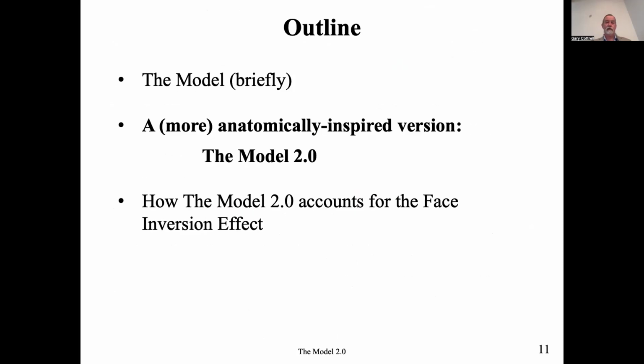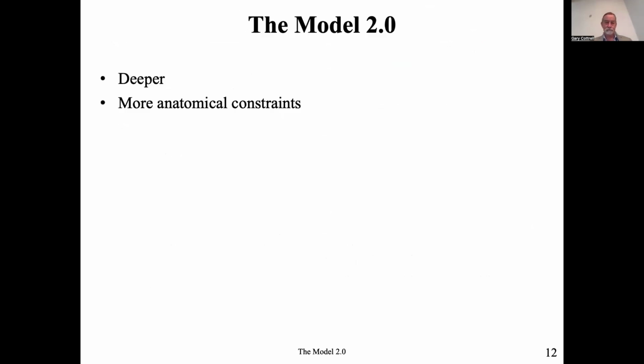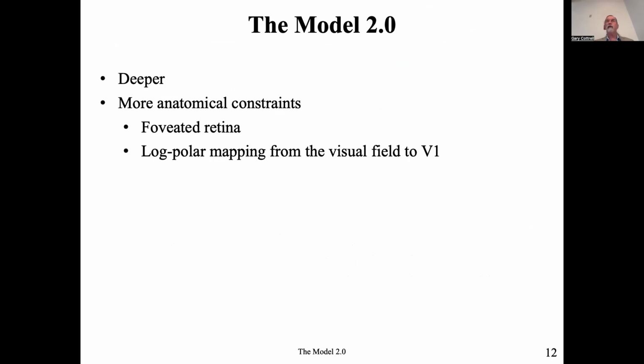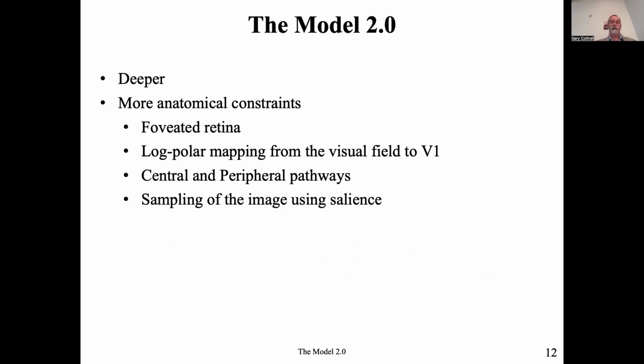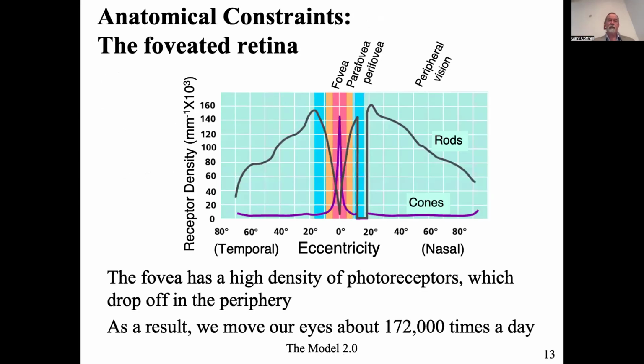And so now I'm going to go on to talk about the model 2.0, which is the point of this talk. So it's deeper, so more anatomical constraints. So it's got a foveated retina, the log polar mapping from the visual field to V1, central and peripheral pathways, and sampling of the image using saliency. So it moves its eyes.